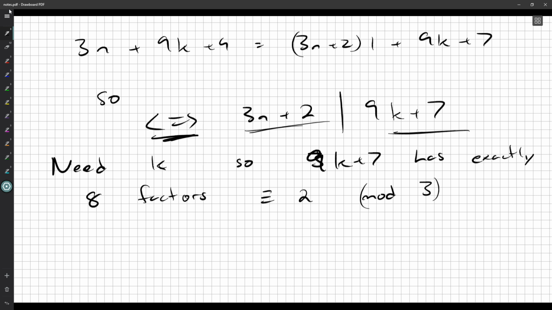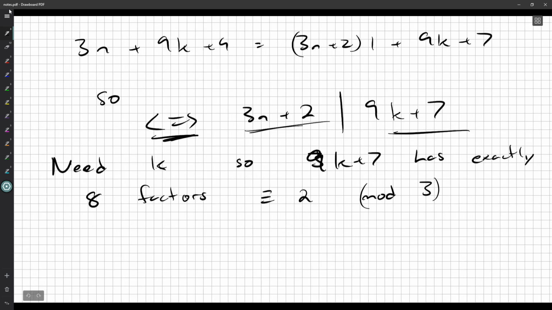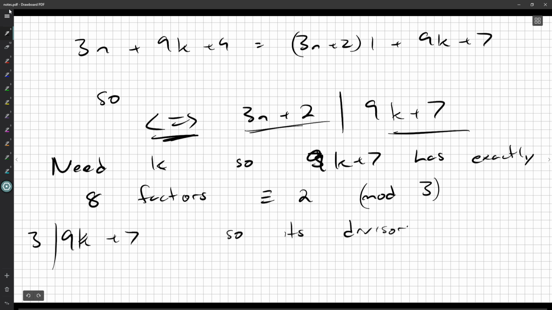So what can we do? Remember, n can be any integer. They didn't say positive, right? Got exactly 8 integers. K needs to be positive, but n doesn't. So 9k plus 7 obviously has no factors of 3. So its divisors are congruent to 1 or 2 mod 3.